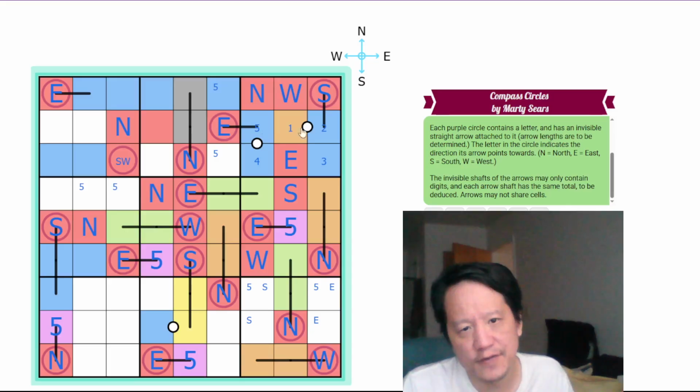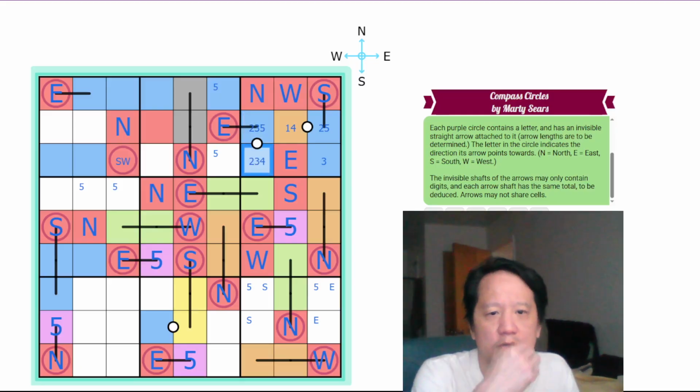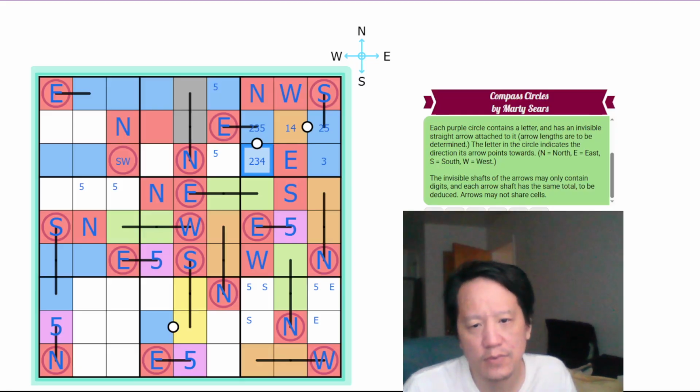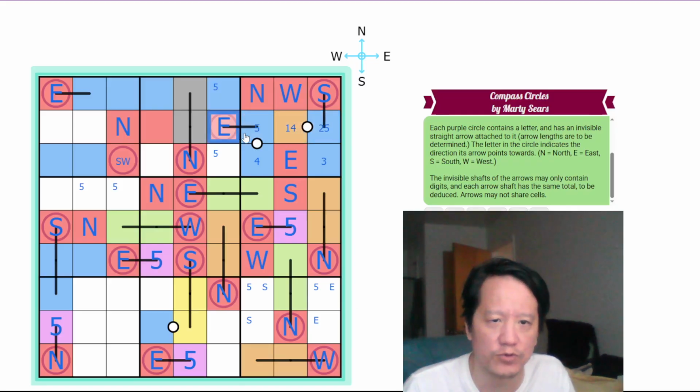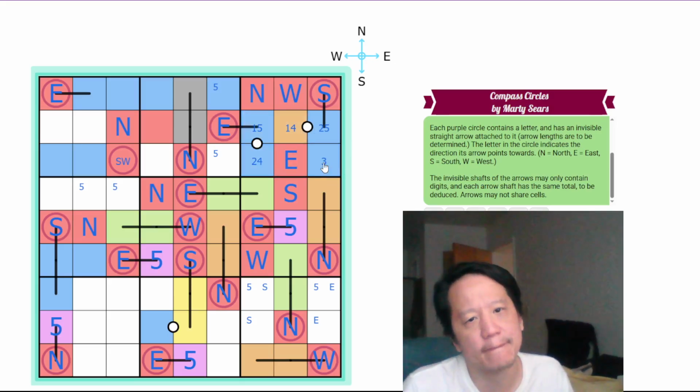If this is not 5, say this was 5. If this is 5, then that becomes 4. This has to be 2, 3 as a pair. And that doesn't work. Hold up. No, that's not how it works. If this is 5, this is 4, which makes this 1, 4, adding up to 5, which makes that a 2. And then this is a 3.